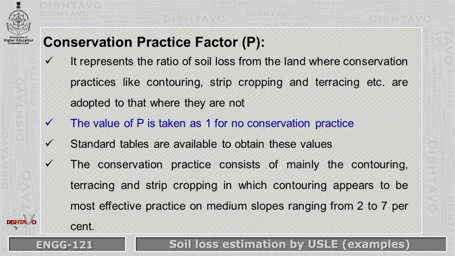The next factor is the conservation practice factor, that is capital P. It represents the ratio of soil loss from land where conservation practices like contouring, strip cropping, and terracing are adopted to that where they are not. The value of P is taken as 1 where no conservation practices are there. If there is no conservation practice or any forest cultivation, we will take P equal to 1 in that equation. Standard tables are also available to obtain these values.